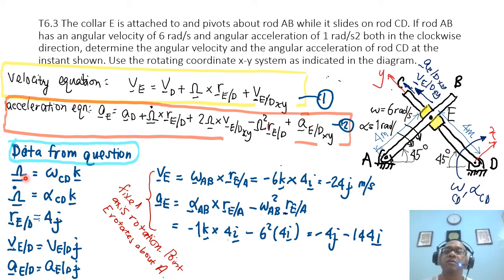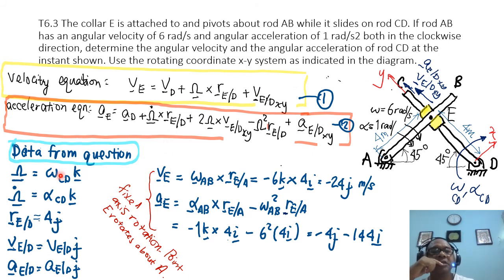Okay, so let's say we put in all the values here. What else do we not have? So look at the velocity. VE equals VD plus omega cross position vector E relative to D, plus the relative velocity. What is VE? We have calculated VE to be minus 24J. VD, the velocity of the origin, is 0. Omega we don't know, so we just replace omega with omega CD K. Position vector E relative to D is known, it is 4J. And the relative velocity we do not know, but we know the direction to be in the positive Y direction.